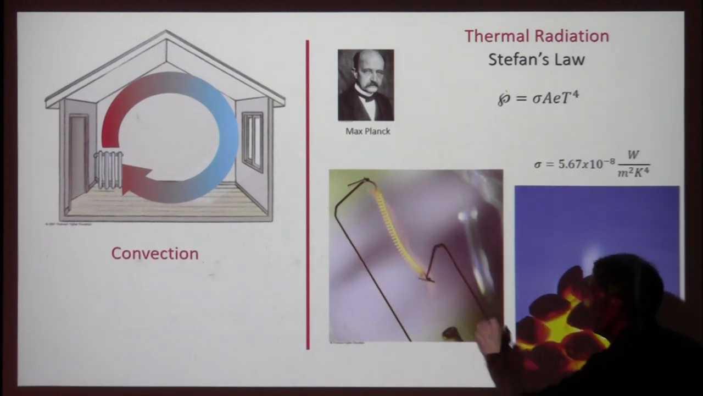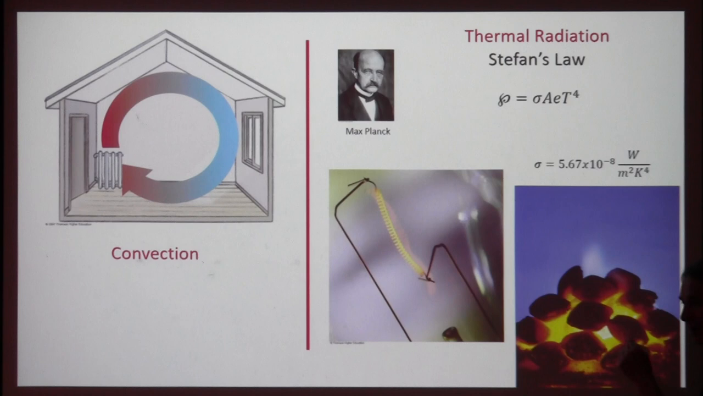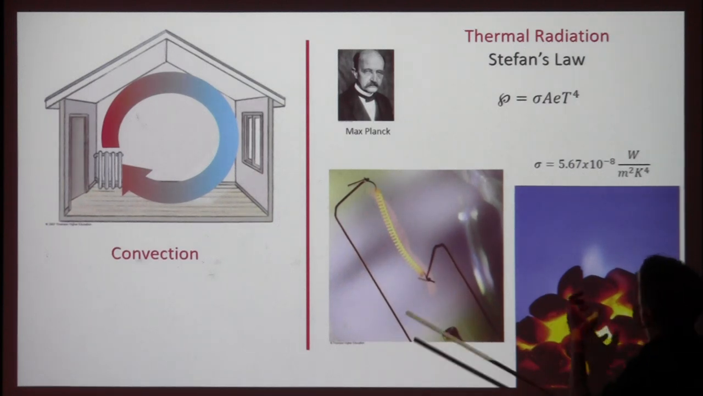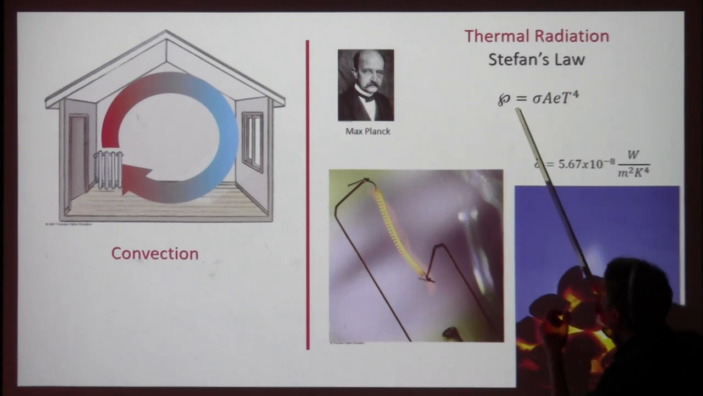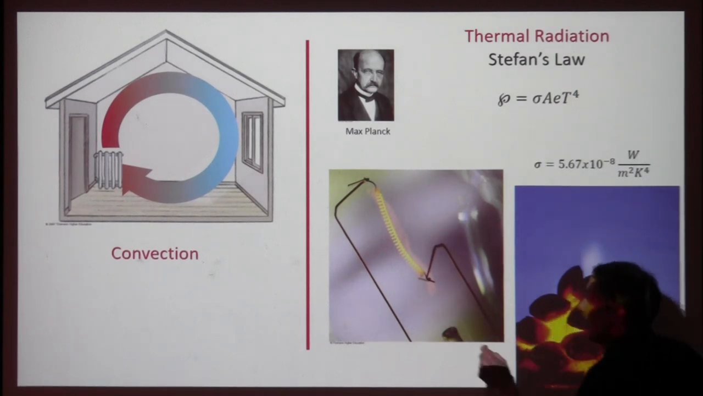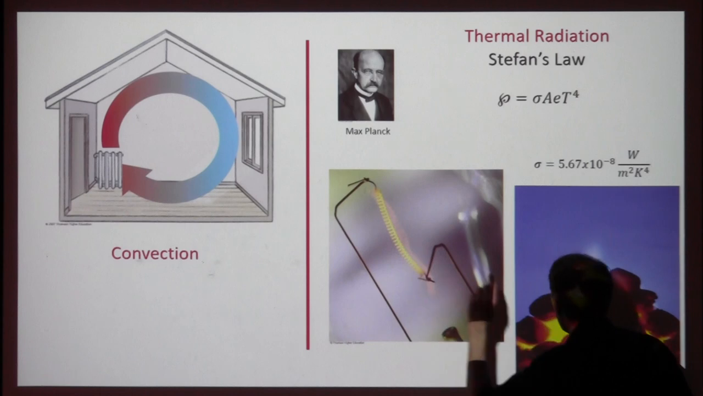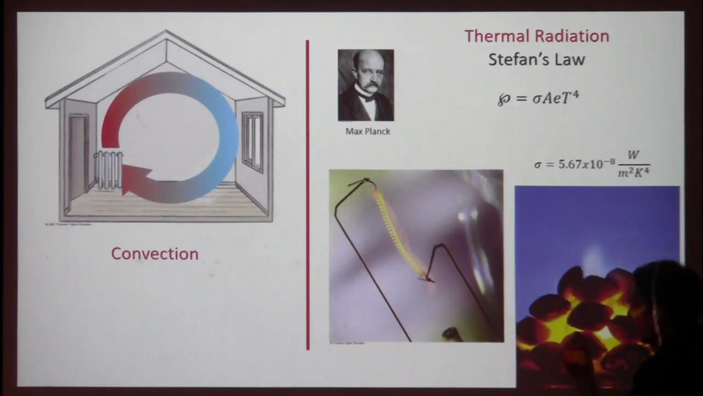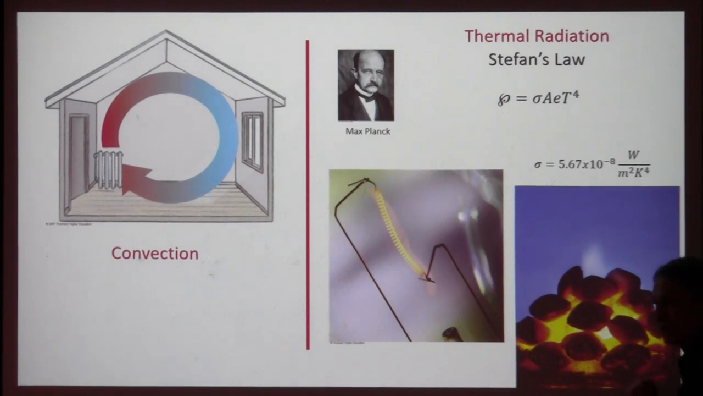Max Planck, trying to understand what's going on here, is going to lead to some real surprising results. It's going to really revolutionize physics. The idea that anything with any temperature is going to be radiating energy. And this filament of this light bulb, if you could match that color with this fire here, we could say that if their colors match, their temperatures are going to be the same.